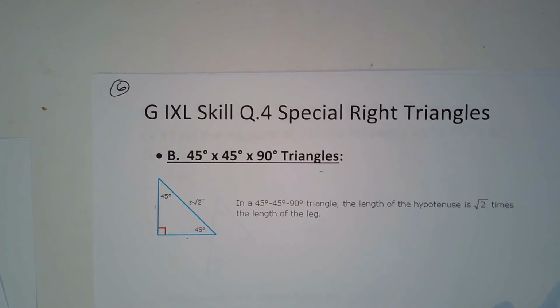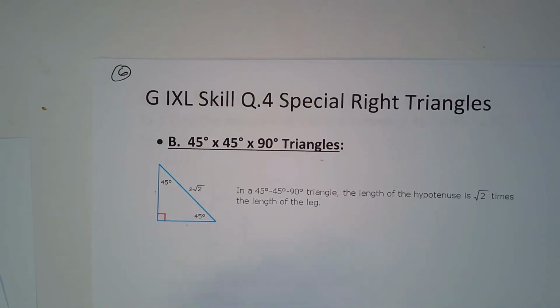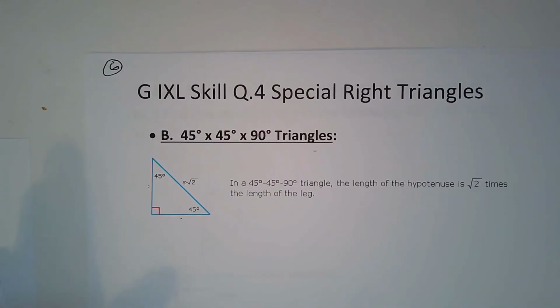We're going to next take a look at 45, 45, 90 degree triangles. Now this is the second of 2 types of special right triangles. They are the only 2 we're covering.